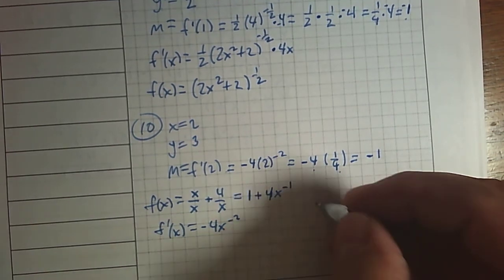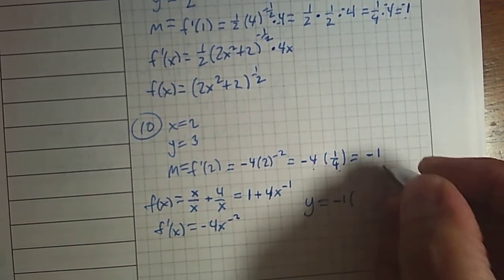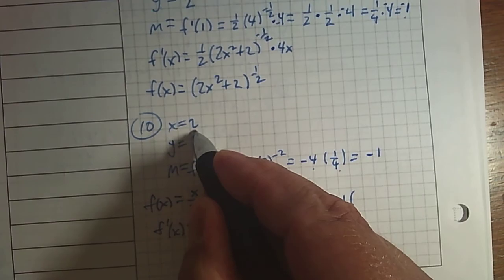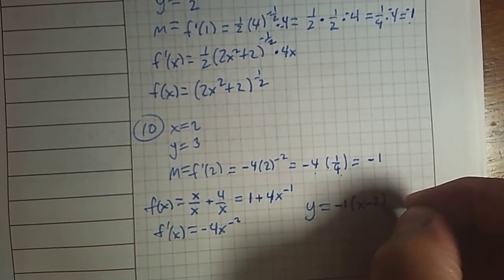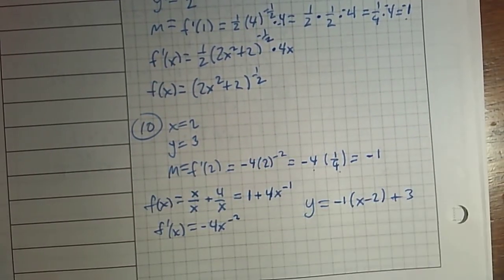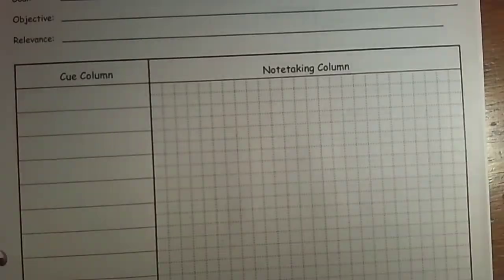So now put it all together and you have y equals negative 1. That's the slope. Change the sign. x subtract 2. Keep the sign. Plus 3. Done. All right, number 11.